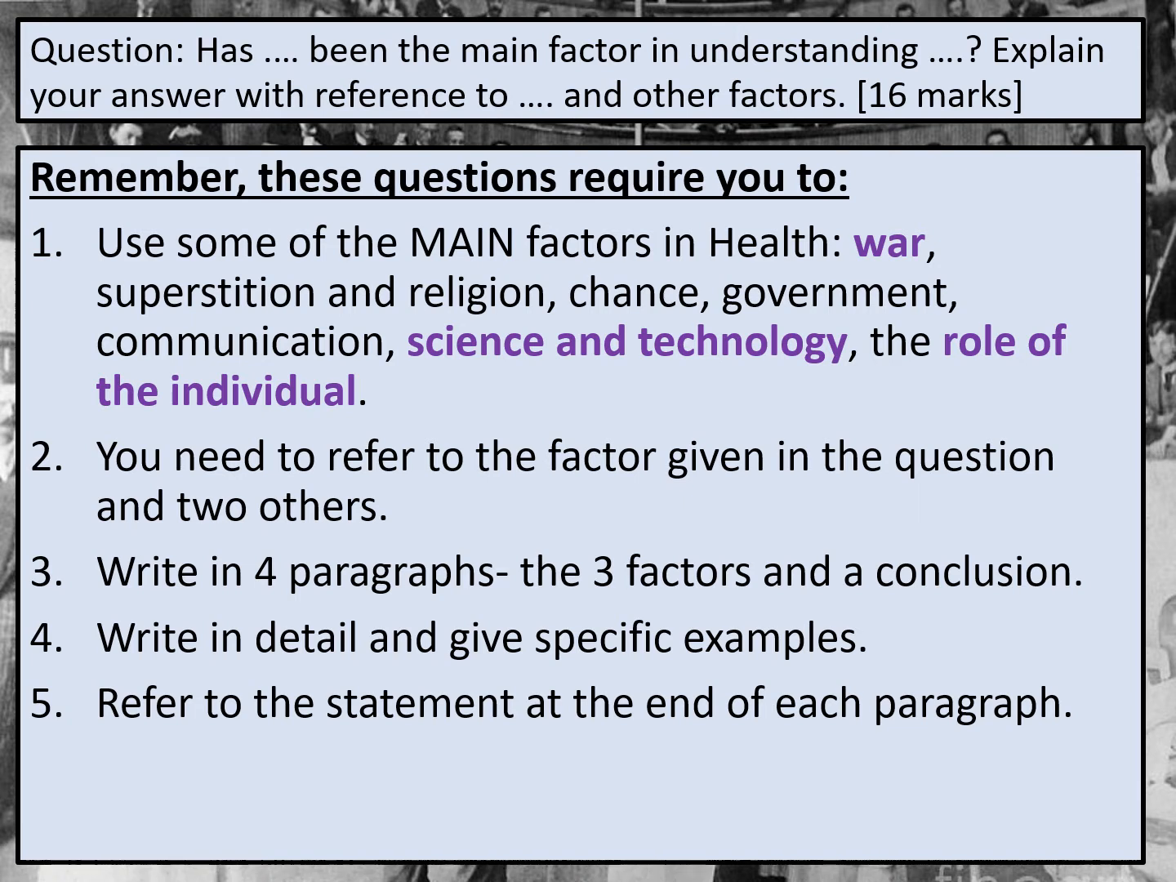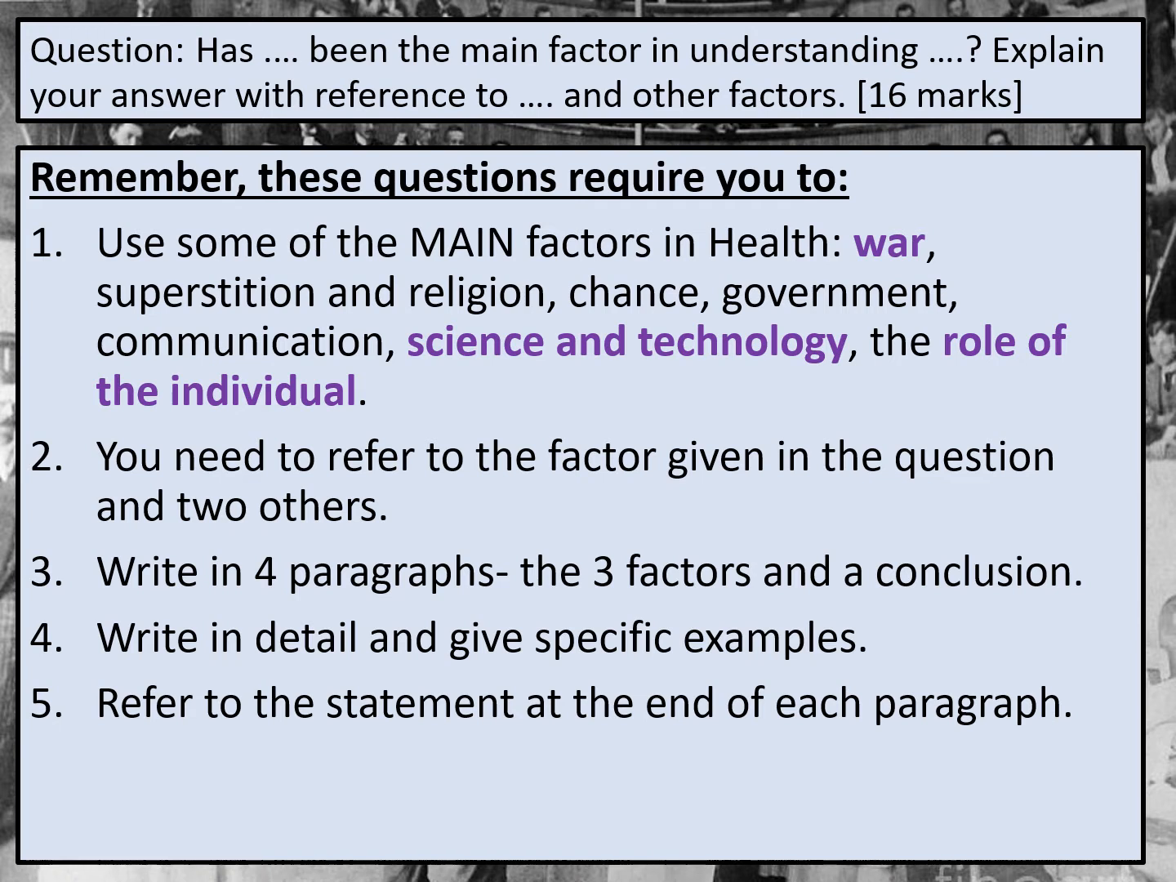So the question that you're going to be answering here is, has such and such been the main factor in the understanding of or in the development of? Explain your answer with reference to something and other factors. So it'll become more apparent on the next slide what I'm talking about when I give you an example. But I just wanted to talk about the general approach to this question.